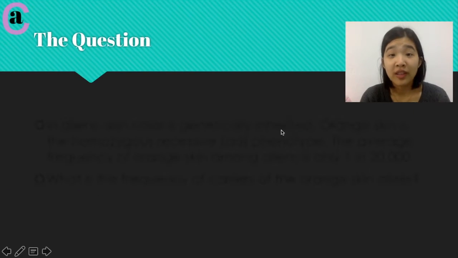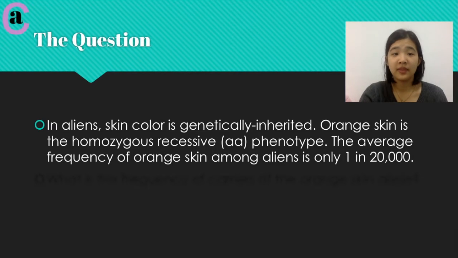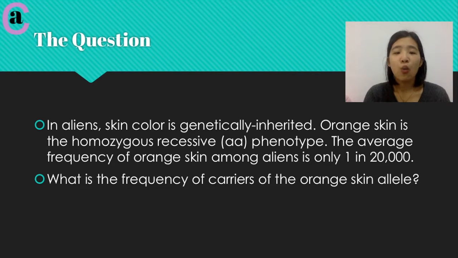All right, so this is our question. In aliens, skin color is genetically inherited. Orange skin is the homozygous recessive phenotype. The average frequency of orange skin versus green skin among aliens is only 1 in 20,000. So the question: what is the frequency of carriers of the orange skin allele?